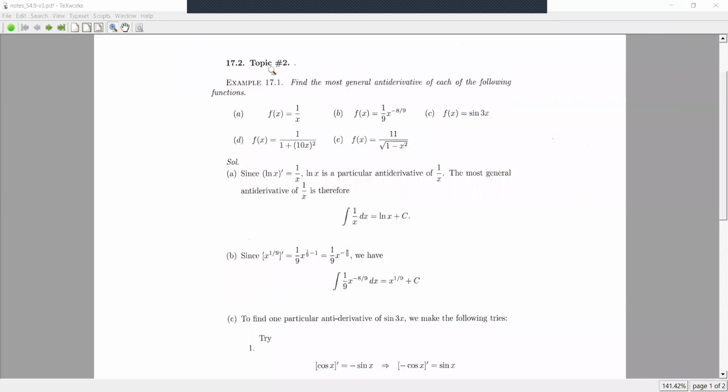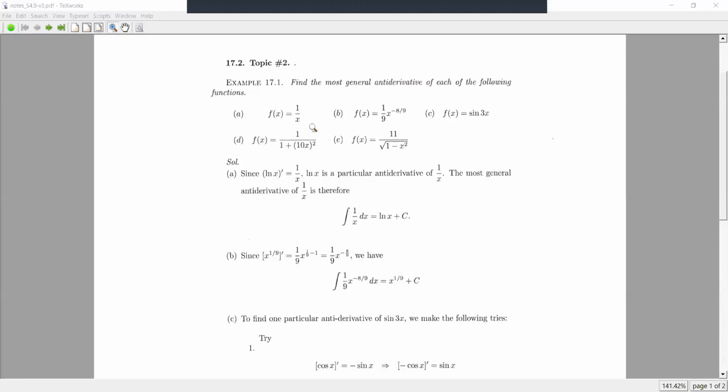Now, topic number 2, examples of antiderivatives. Example 1, find the most general antiderivative of each of the following functions. The most general antiderivative means one particular antiderivative plus an arbitrary number C.